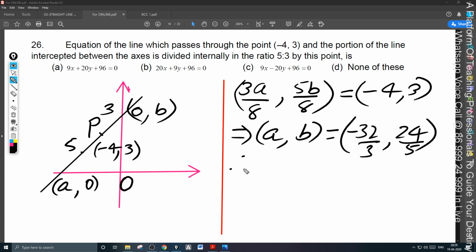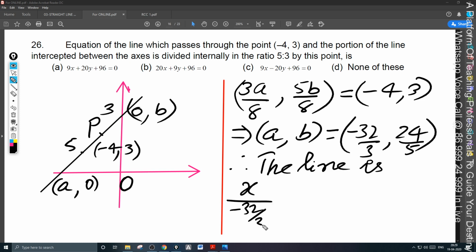So therefore the line is x divided by minus 32 by 3 plus y divided by 24 by 5 is equal to 1. Do you simplify and tell me the option, please? Pridarshini, can you tell me the option?